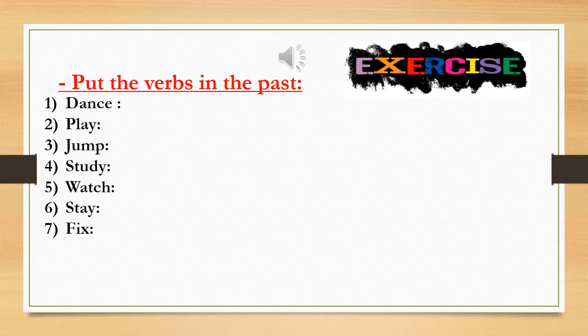This is a very simple exercise. Put the verbs in the past. It means that we are going to put ed or d or ied. How many verbs have I got in the exercise? 7 verbs. Dance, play, jump, study, watch, stay, and fix.